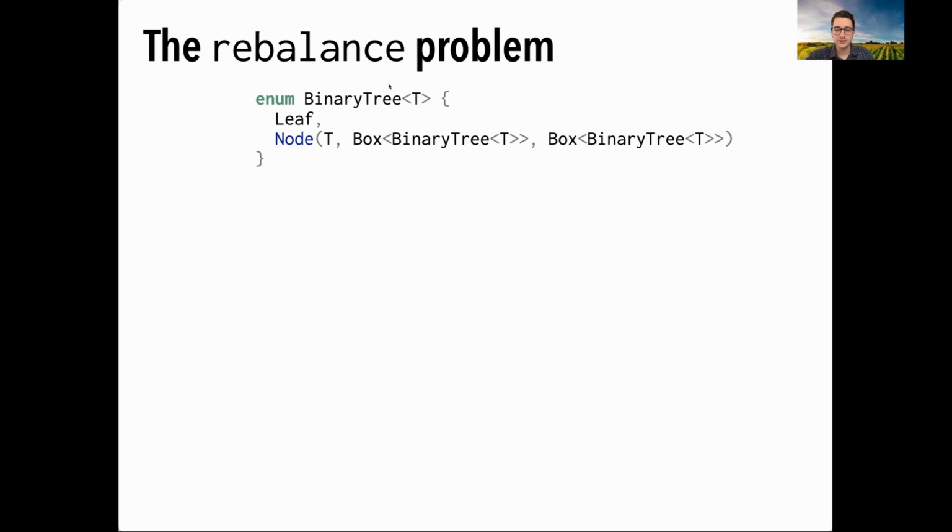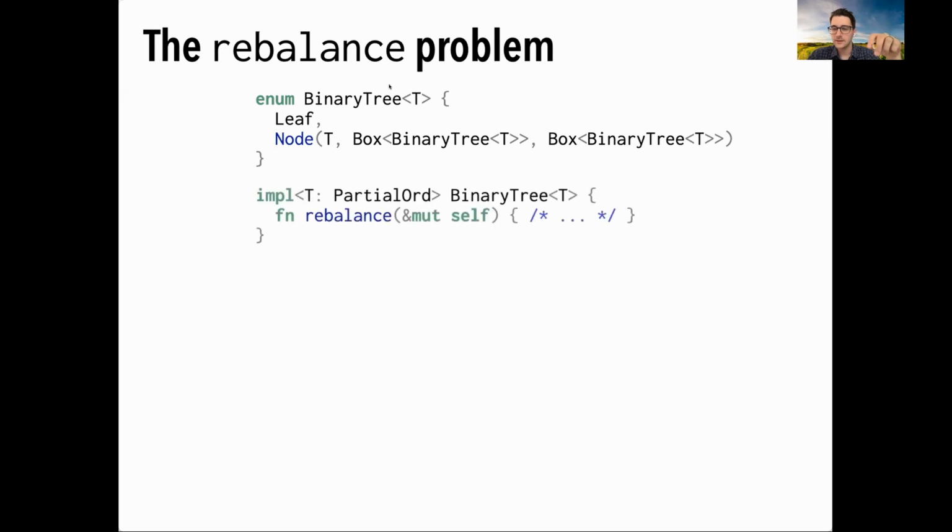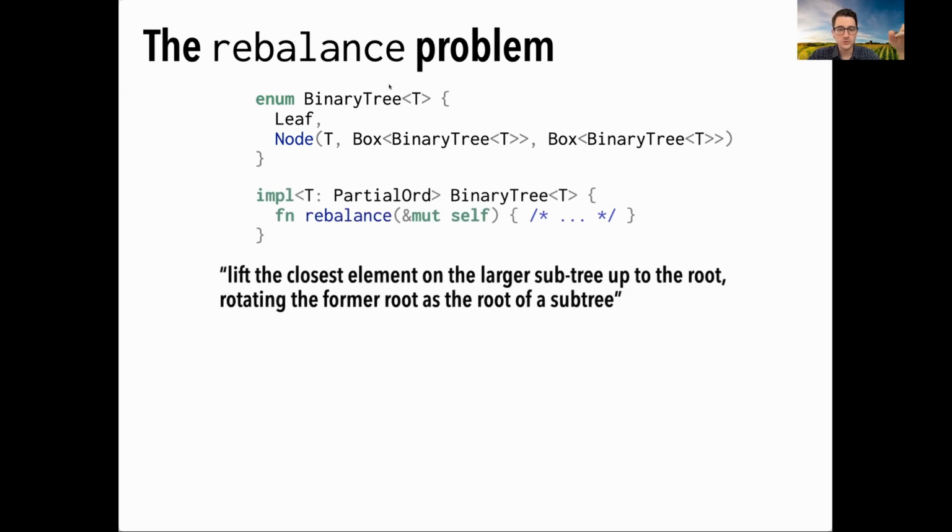So in Rust, the problem is you have some particular data structure, like a binary tree with a leaf and then a node that has boxed children and some generic type T. And the rebalance problem is if you have a binary search tree, where the elements are ordered, then the goal is to lift the closest element on the larger subtree up to the root, and then rotate the former root as the root of the subtree, which is a little abstract.